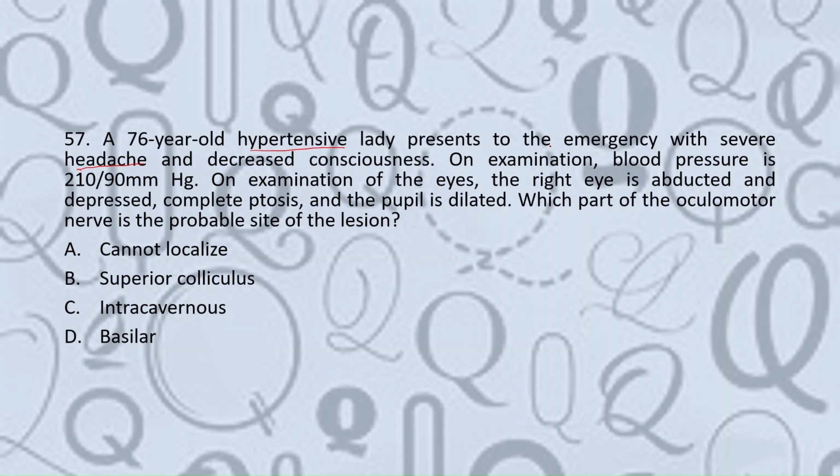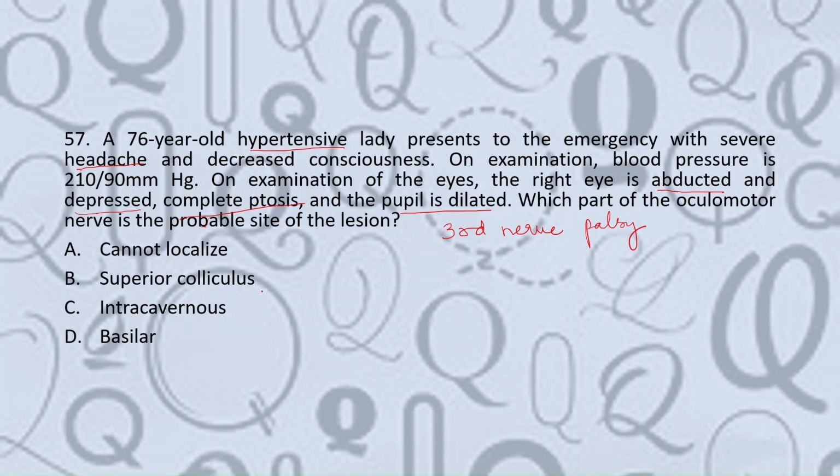Okay, on examination the blood pressure is very high and the eyes show that the right eye is abducted and depressed. So the eye is down and out with complete ptosis and the pupil is dilated. So all these are pointing towards a right-sided isolated third nerve palsy. So which part of the oculomotor nerve do you think is the probable site of the lesion?